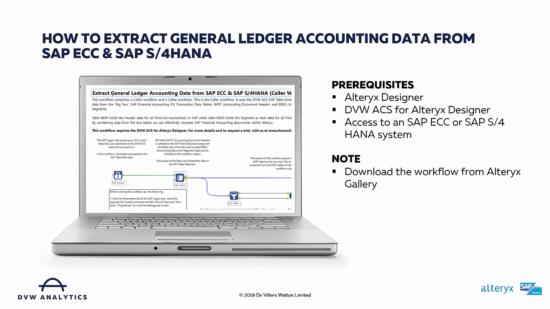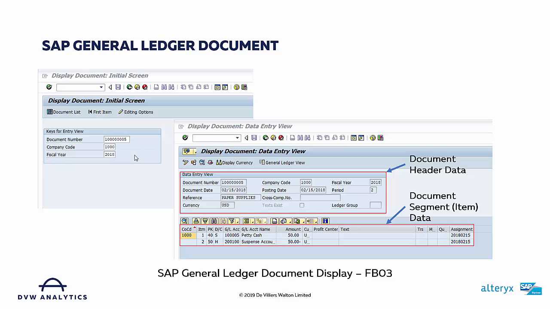Okay, so what I'm showing here is the transactional view of an SAP General Ledger document. It's what end users will see when they're working with SAP systems. And what's clear here, hopefully from the slide, is that the document itself comprises two components. The first is header level data, and secondly is segment or item level data.